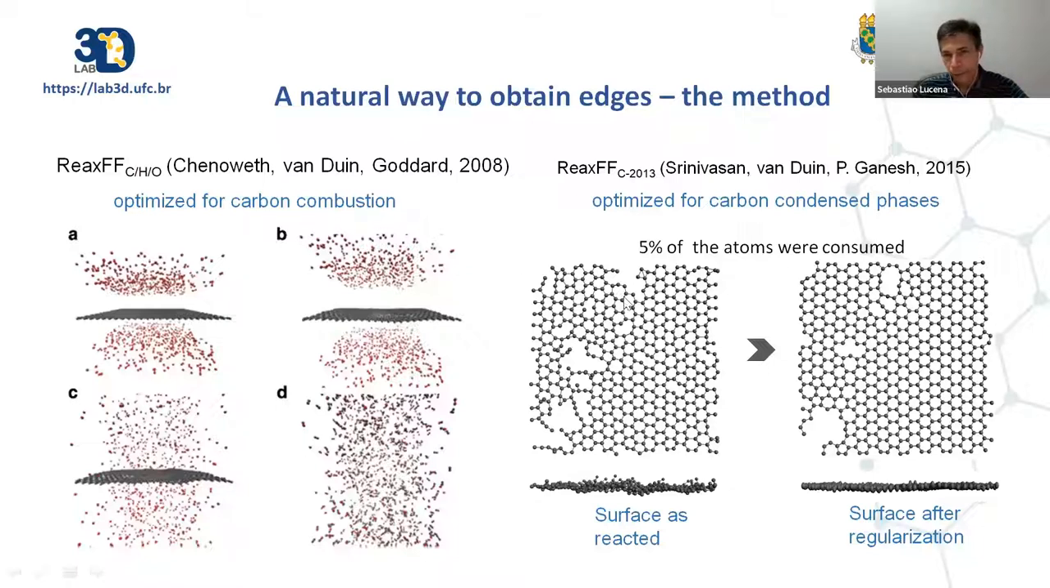Then first we obtain the surface after the reaction, and then we apply regularization on the surface. The result is that the previous random process of deleting atoms is replaced by a chemical reaction of oxidation guided by reactive molecular dynamics in two steps. First step, oxidation, and second step, regularization of the surface.